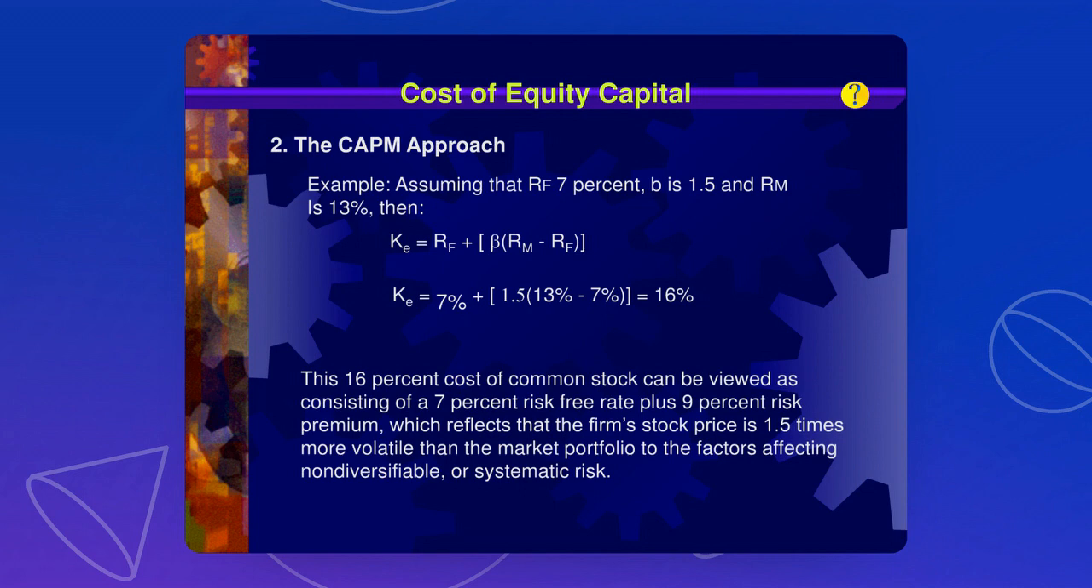16% here is the cost of the common stock, which can be viewed as consisting of a 7% risk-free rate plus a 9% risk premium, which reflects that the firm's stock price is 1.5 times more volatile than the market portfolio. Again, your cost of equity is attributable to your non-diversifiable or systematic risk. So don't worry, class, when we are in our cost of equity, I will discuss this one. Okay.